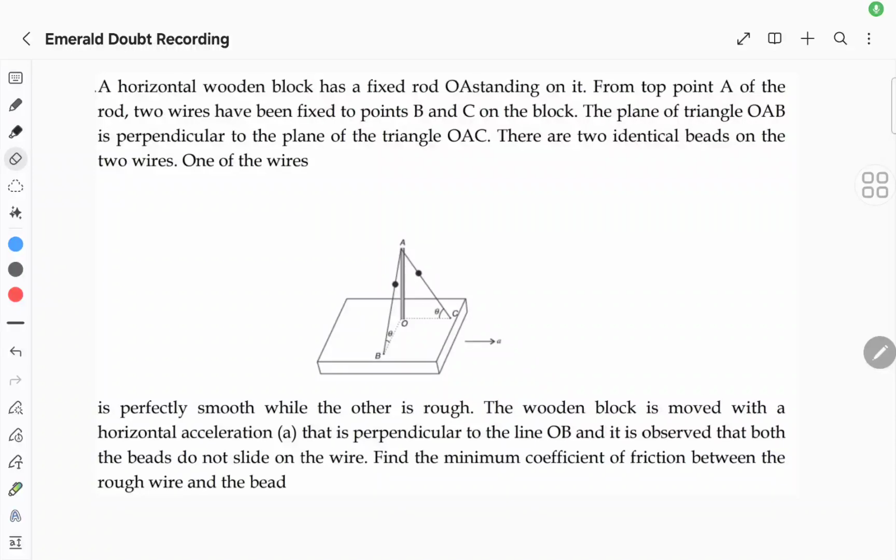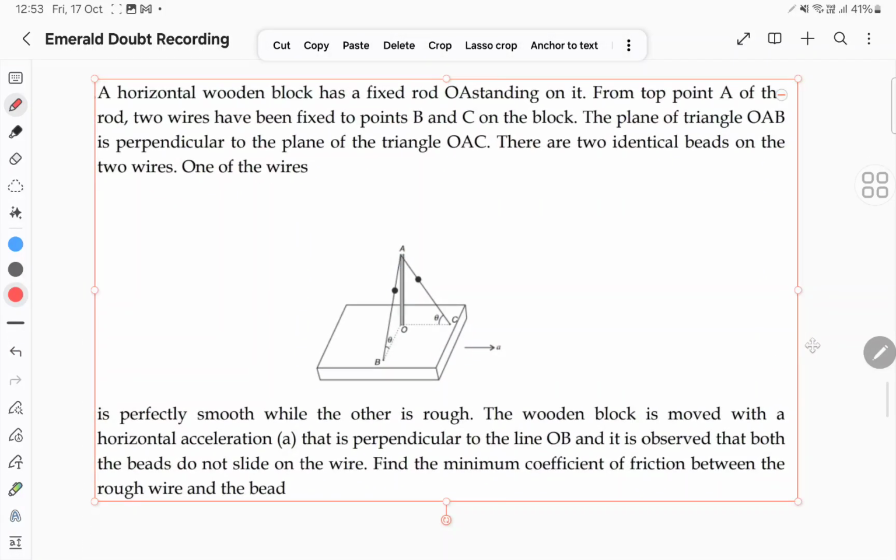This is another problem. In this there is a horizontal wooden block, which has a fixed rod OA standing on it. So this is the block they are talking about, and there is a rod which is standing on it. From the top point A of the rod, two wires have been fixed to points B and C.